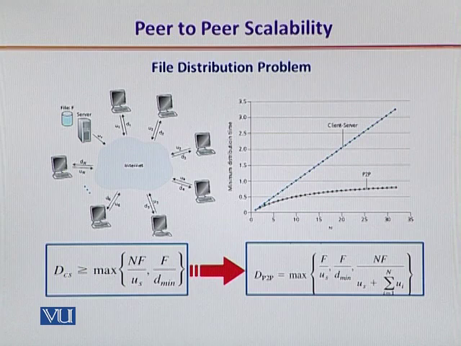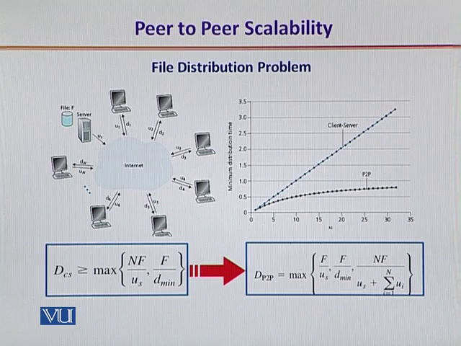The file distribution problem is a simple assumed problem in which there is a server that hosts a file and there are various clients distributed all over the internet. The eventual goal is to make sure that each of these clients gets a copy of the file from the file server. The expression given before you with the client-server architecture distribution time has already been addressed.